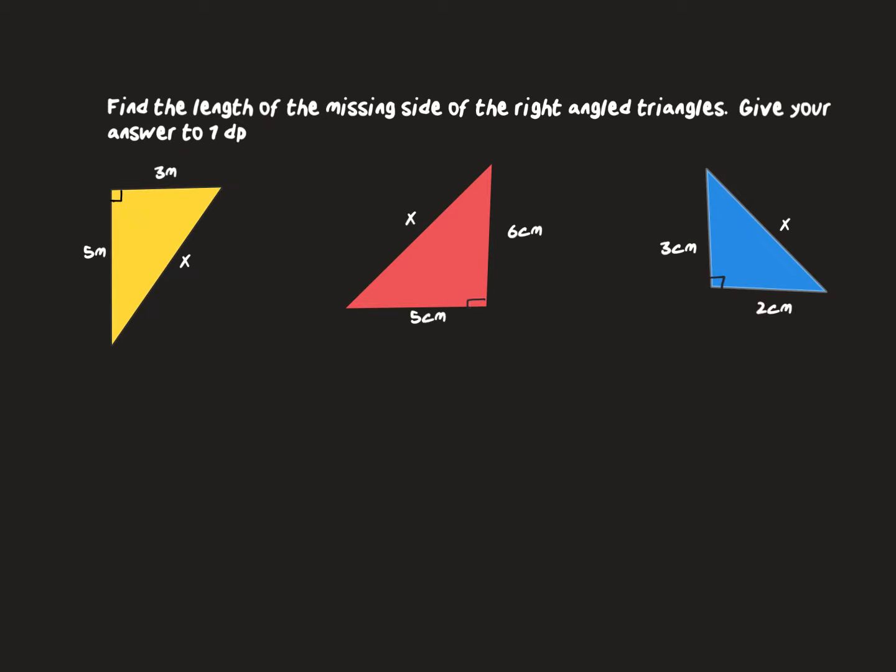So our first question here, we have a right angle triangle, and it is 3 meters across the top, and it is 5 meters down the side, and we are trying to find the hypotenuse, the longest side. The question says, find the length of the missing side of the right angle triangles, give your answer to 1 decimal place. So first of all, we're going to write out the equation that we already looked at: c squared is equal to a squared plus b squared.